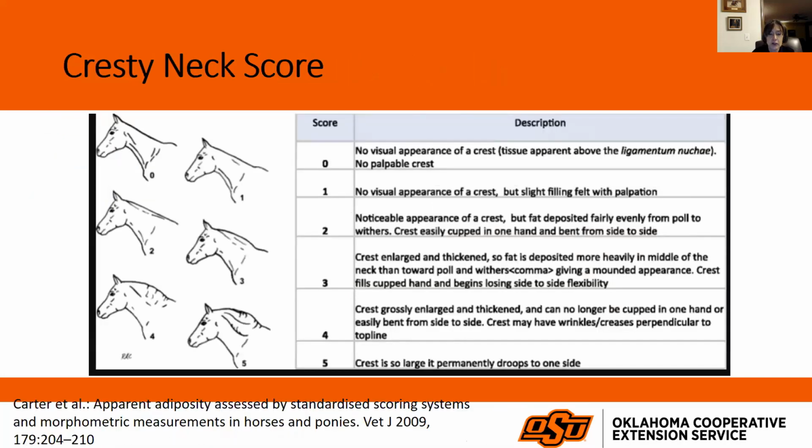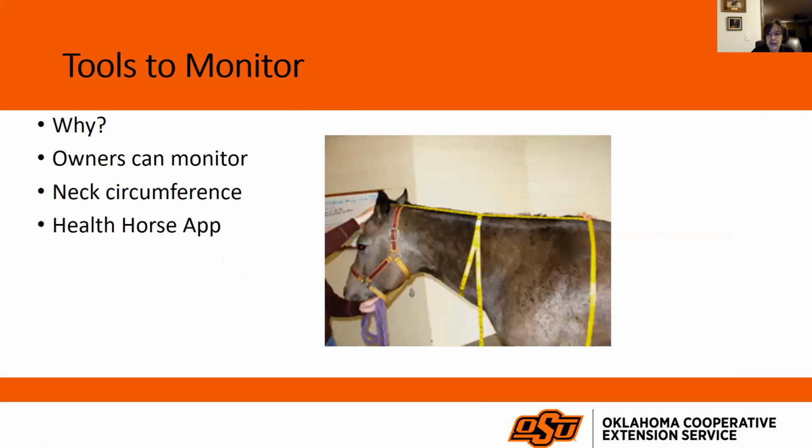If you're not familiar, there is a way to give a subjective score to the neck of the horse. Horses are at more risk for metabolic syndrome when we get over that 3. At a 3, the crusty neck is enlarged and thickened, fat starts to accumulate in the midsection of the horse's neck, and you can grab a hold of it and it doesn't really bend side to side. And as they get really bad, these 4s and 5s, it can be pretty obvious to horse owners that they have an abnormality.